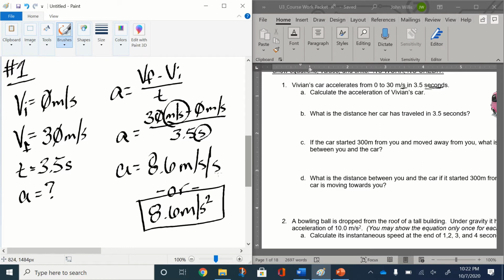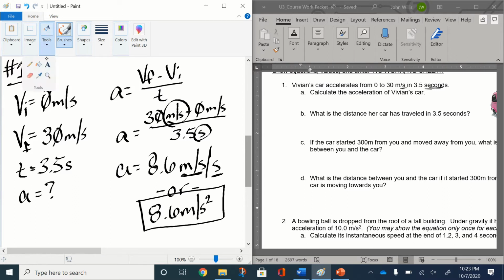What this means is that with every second of time that passes, this car increases its speed by 8.6 meters per second. So after 2 seconds, it would be 17.2 meters per second. In your third second, you add another 8.6, and so on and so forth. So that would be how I approach 1A.